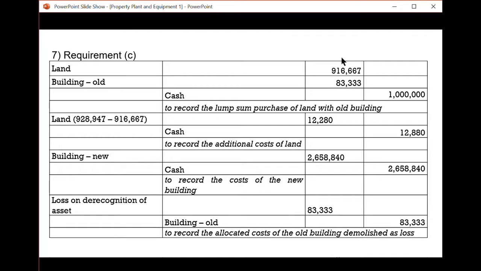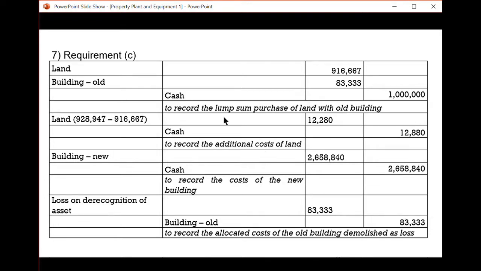Okay, so pag-allocate, so ibahin sila. You land, building old, credit cash, and then you have to record the lump sum purchase, to record the additional cost of the land. So you have, sakto ba ni akong credit? So 928,947 minus 916,667. 280 din ni siya. Sayop ni siya pagkasuwat. Okay?